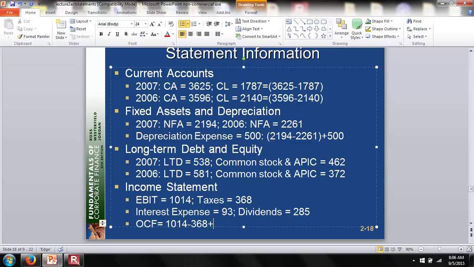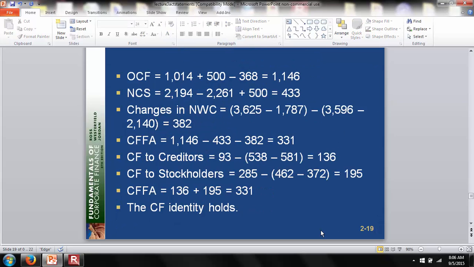Okay. So here, that way we can find out the operating cash flow. The net capital spending is the change in the equipment. You want to add back the depreciation. That gives you the 433. And the change in the net working capital is the working capital in 2007 minus the working capital in 2006.